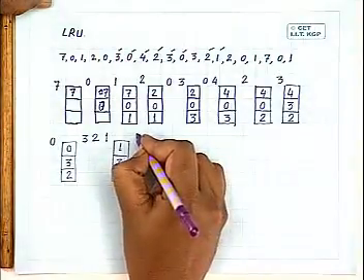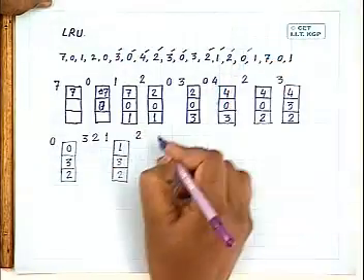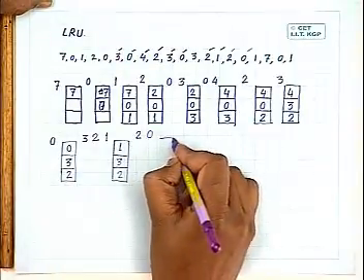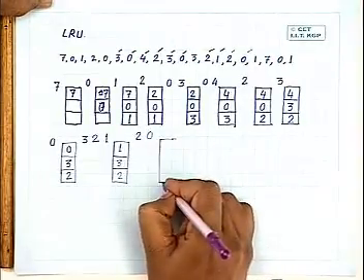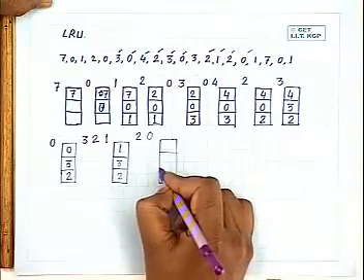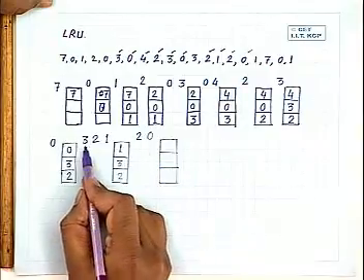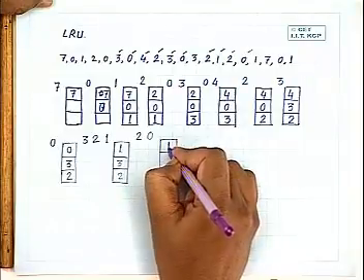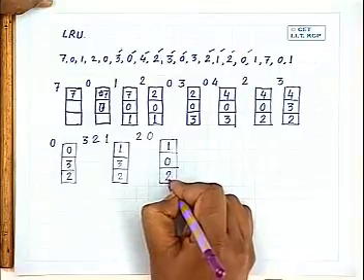Okay. Next time 2 is referred, no page fault. Then 0 is referred, again there is a page fault. And now the page which will be replaced is... 2 is most recent, before that 1, 3 is least recent. So I replace page number 3 by page number 0. So I have 1, 0, 2.